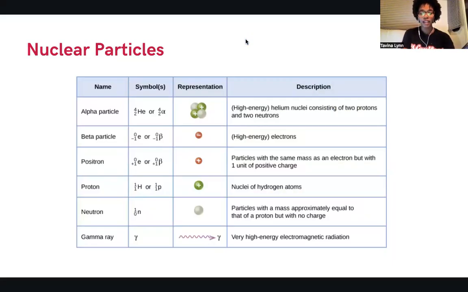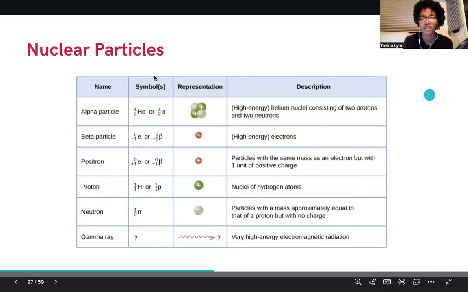Let's look at nuclear reactions. So before, I want to introduce the nuclear particles, i.e. the molecules in chemical reactions. These are the players that you'll see in nuclear reactions. This table is in your textbook. So go look at this table in the textbook.